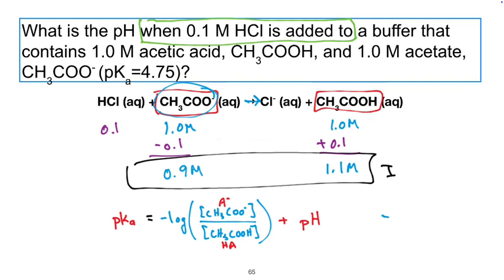So what's the concentration of the acetate? 0.9. What's the concentration of the acetic acid? 1.1. Do we know what the pKa was? Yeah, it was 4.75. Can you solve for the pH now? Yeah.